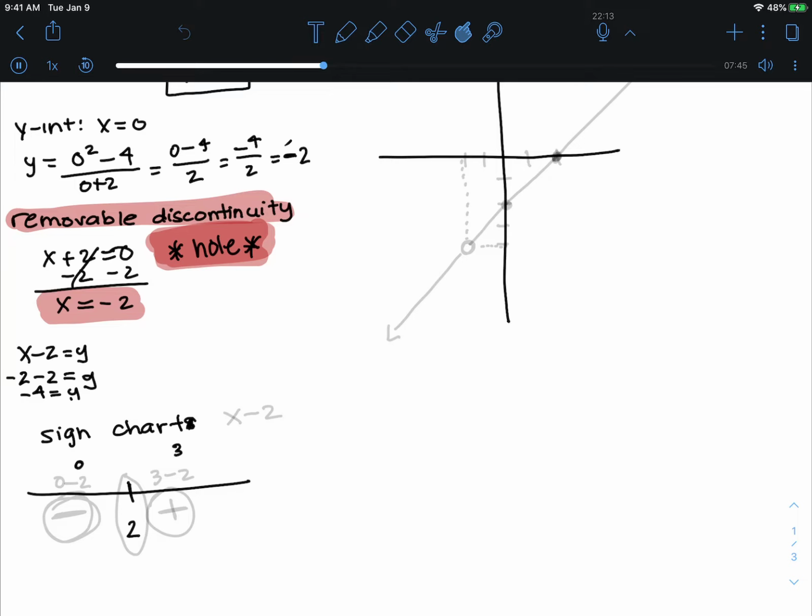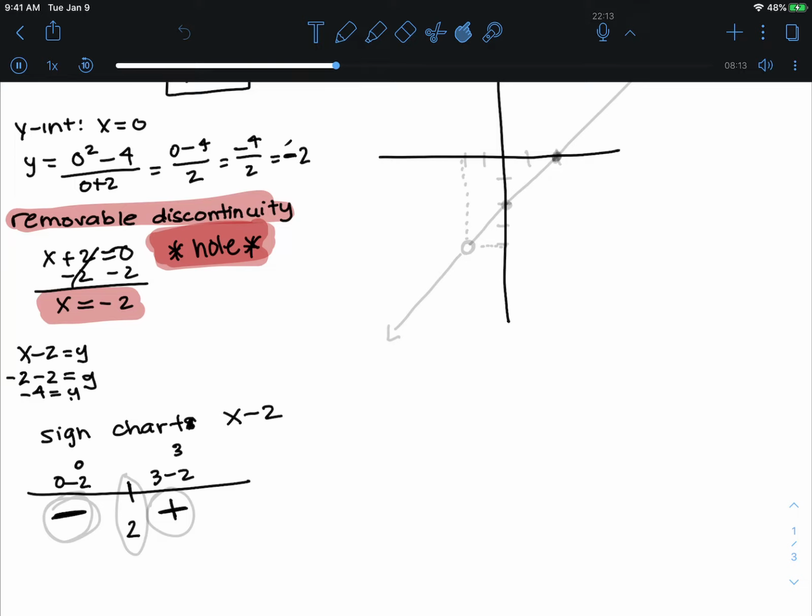And we're just going to plug it into the equation. I'm actually going to use the simplified equation right here, the x minus 2. So I'm going to use 0 minus 2. What's 0 minus 2? That's a negative 2. So I'm going to end up with a negative there. Now I'm going to do 3 minus 2. So I'm using x minus 2 here. 3 minus 2 is a positive 1. So then I have a positive here.